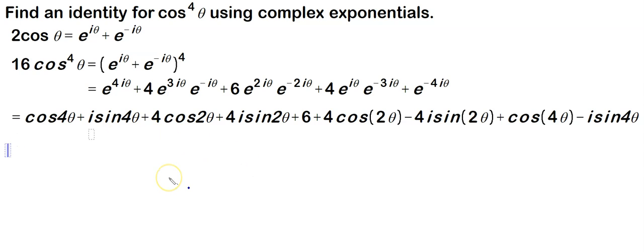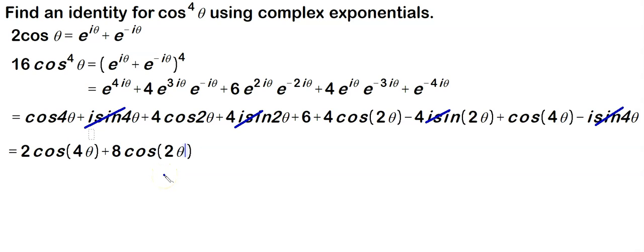Okay. So now take a look. Cosine of 4 theta is present twice. So you're going to say 2 cosine of 4 theta. That's one component. Now this i sine of 4 theta right here is going to get wiped away with this negative i sine of 4 theta. What else do we have left over? We have this negative 4i sine 2 theta, and we have this positive 4i sine 2 theta. So these two will get wiped away. And then we have 4 cosine 2 theta and another 4 cosine 2 theta. That is there twice, so that's going to give us plus 8 cosine of 2 theta.